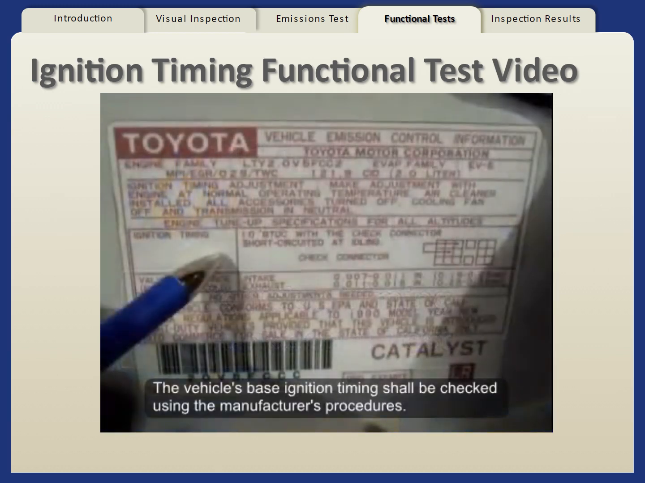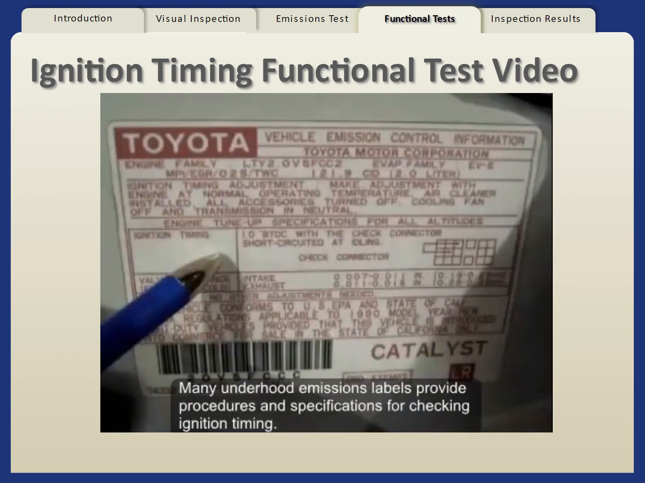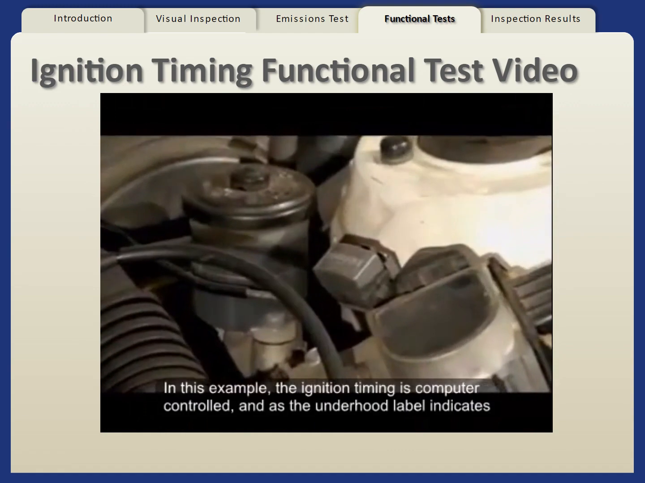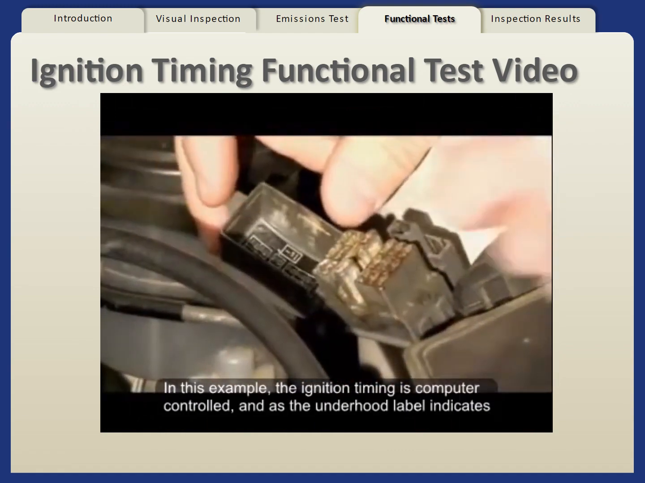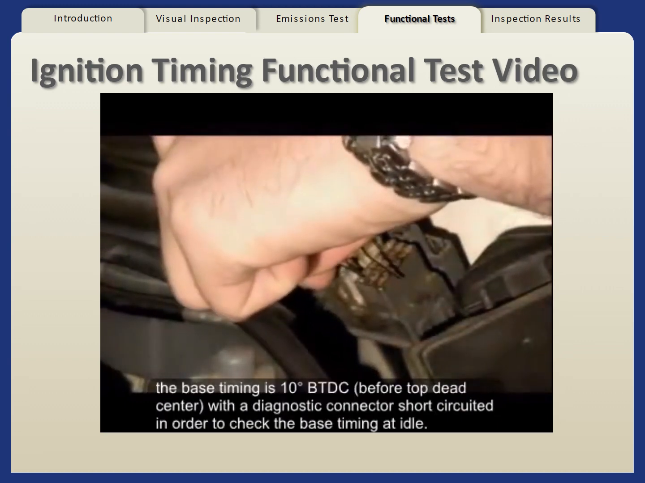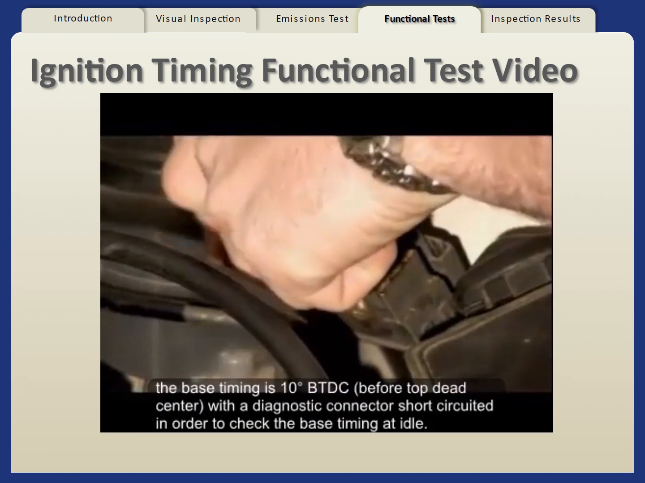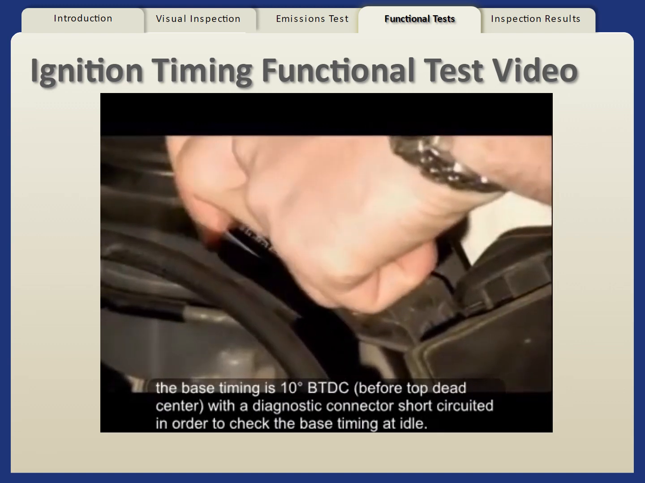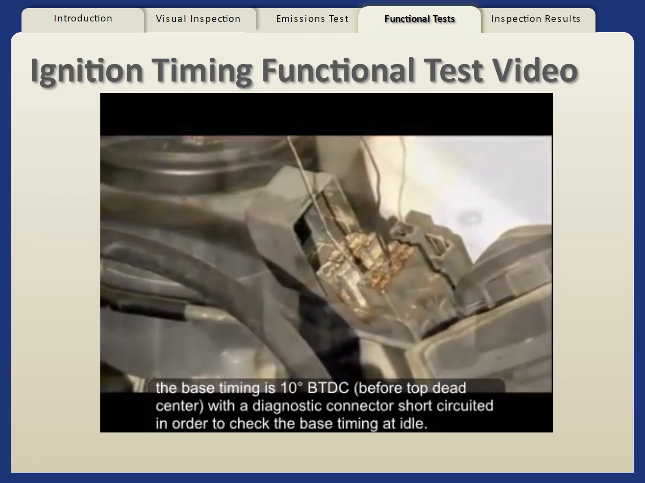The vehicle's base ignition timing shall be checked using the manufacturer's procedures. Many underhood emissions labels provide procedures and specifications for checking ignition timing. In this example, the ignition timing is computer controlled, and as the underhood label indicates, the base timing is 10 degrees BTDC, before top dead center, with the diagnostic connector short-circuited in order to check the base timing at idle.